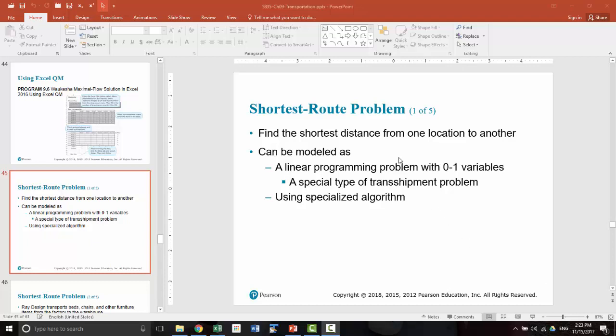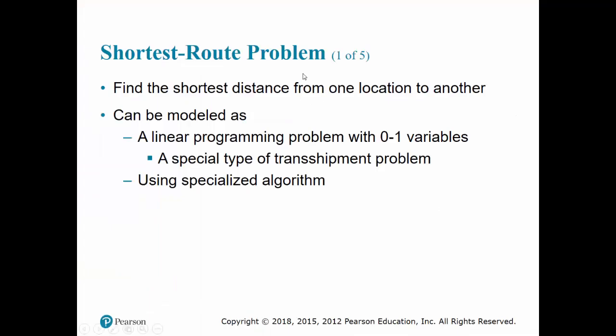Next is the shortest route problem. In here we have a network. We have a starting point and an ending point connected through a network of nodes and arcs, and we want to determine what is the shortest route possible from the starting location to the ending location.